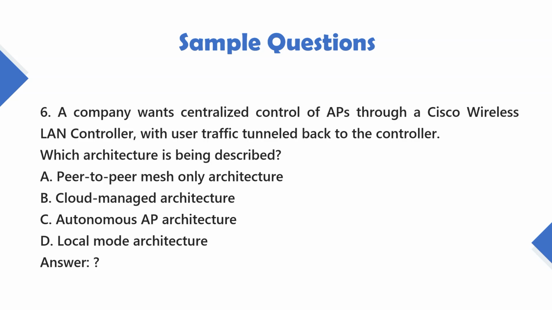6. A company wants centralized control of APs through a Cisco Wireless LAN controller, with user traffic tunneled back to the controller. Which architecture is being described? A. Peer-to-peer mesh-only architecture. B. Cloud-managed architecture. C. Autonomous AP architecture. D. Local mode architecture.